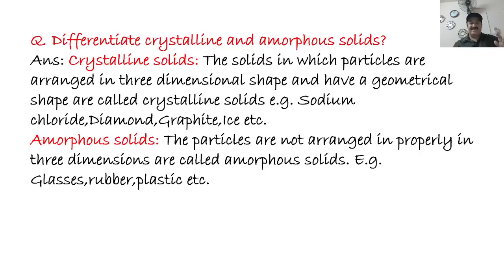So if the particles, meaning atoms, ions or molecules, are arranged in three-dimensional space and have a proper geometrical shape, those substances are called crystalline solids. Examples are sodium chloride, diamond, graphite and ice, etc. Amorphous means shapeless. The particles which are not arranged properly in three dimensions are called amorphous solids. Examples are glass, rubber, plastics, etc.